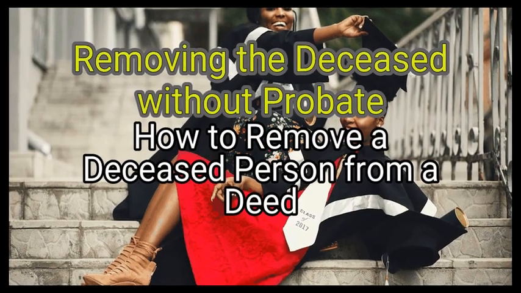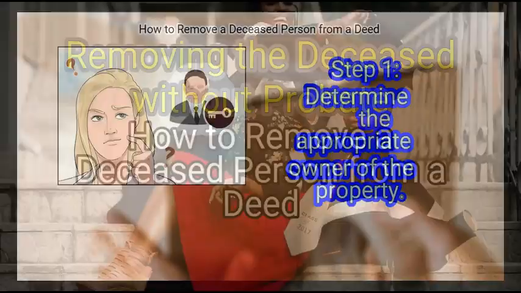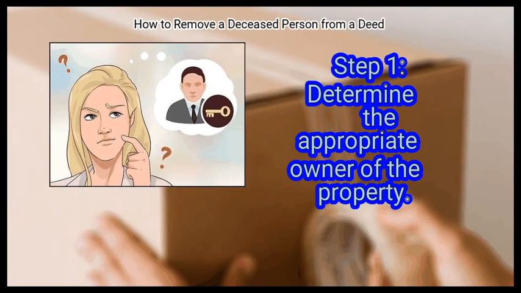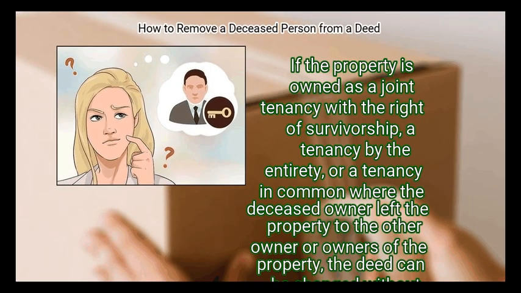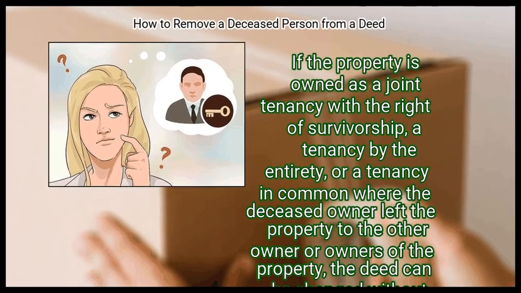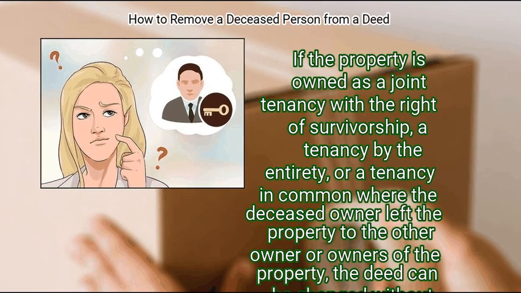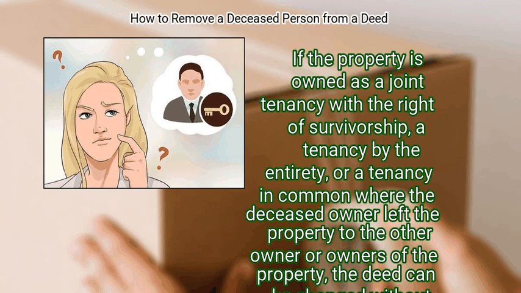Method 3. Removing the deceased without probate. First, determine the appropriate owner of the property. If the property is owned as a joint tenancy with the right of survivorship, a tenancy by the entirety, or a tenancy in common where the deceased owner left the property to the other owner or owners of the property, the deed can be changed without going through probate.